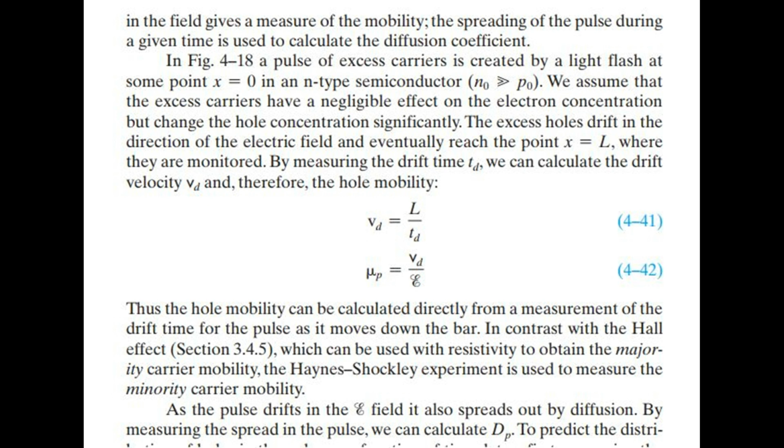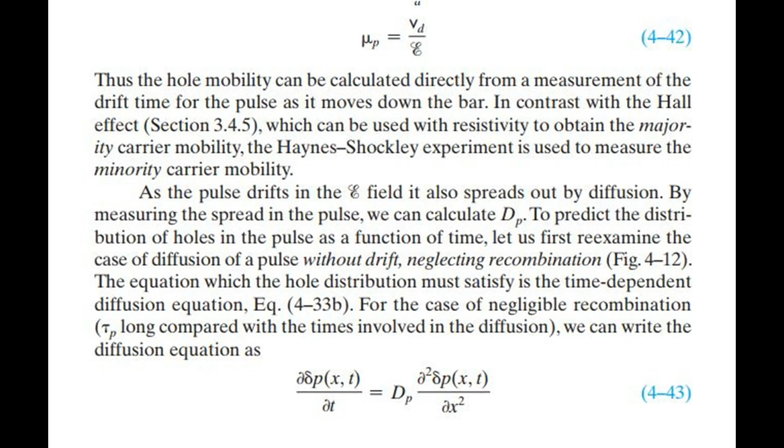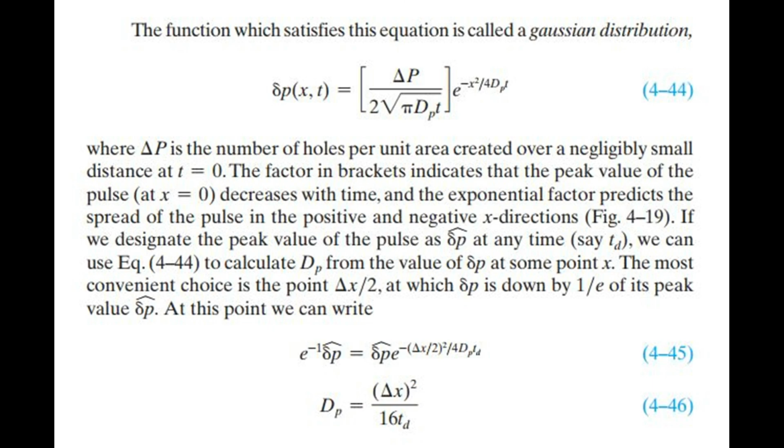To predict the distribution of holes in the pulse as a function of time, let us first re-examine the case of diffusion of a pulse without drift, neglecting recombination, Fig. 4.12. The equation which the hole distribution must satisfy is the time-dependent diffusion equation, EQ. 4.33b. For the case of negligible recombination, τ_p long compared with the times involved in the diffusion, we can write the diffusion equation as: the function which satisfies this equation is called a Gaussian distribution, where p is the number of holes per unit area created over a negligibly small distance at t equals 0.